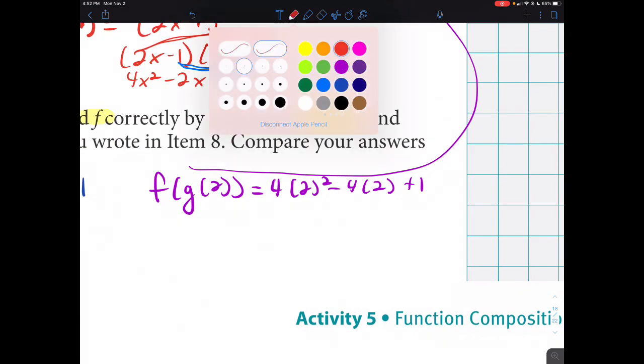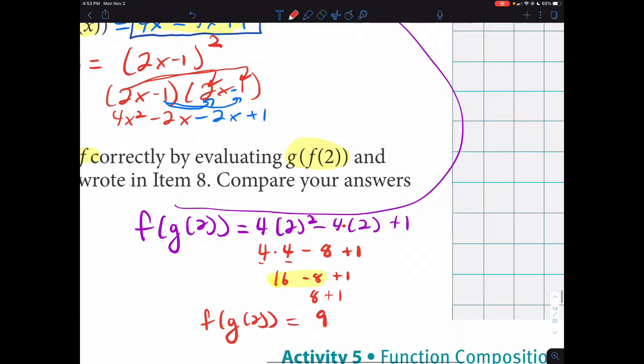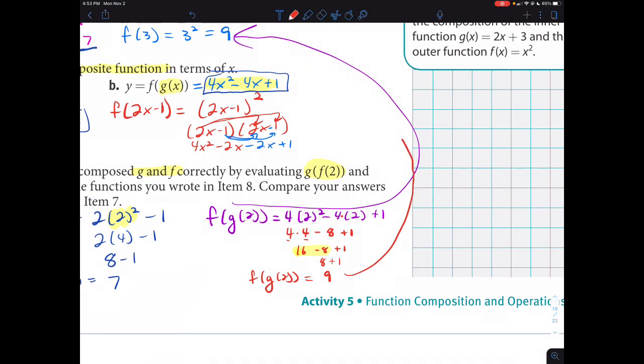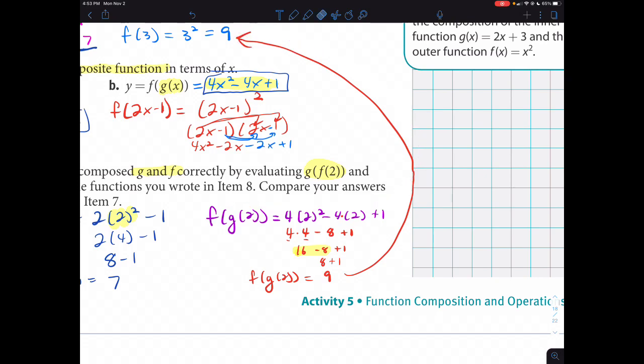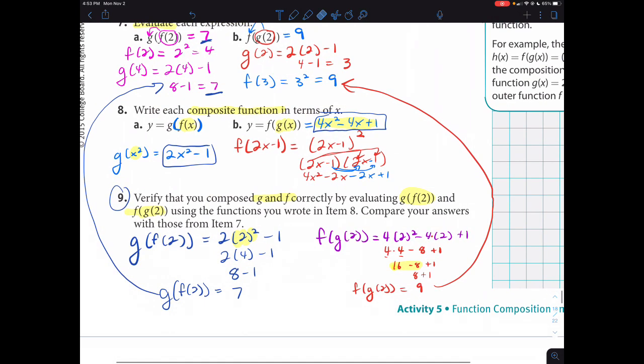Okay, order of operations says we're going to do the exponent first. So this is going to be 4 times 4. And then this one is 4 times 2, so that's a minus 8 plus 1. 4 times 4 is 16 minus 8 plus 1. And then just go left to right. 16 minus 8 is 8 plus 1 is 9. So f of g of 2 gives us 9, which is the same thing that we got up here. Okay? So there are 2 ways to do it. You can plug them in separately, or you can write the function first and then plug in the number.